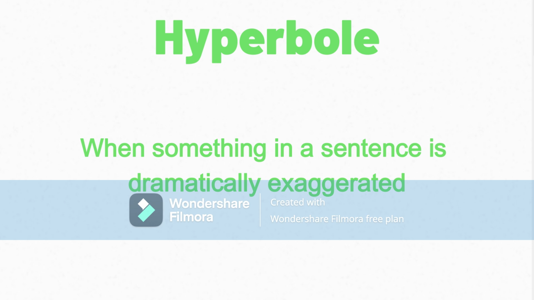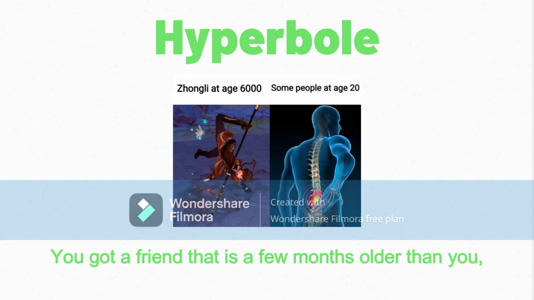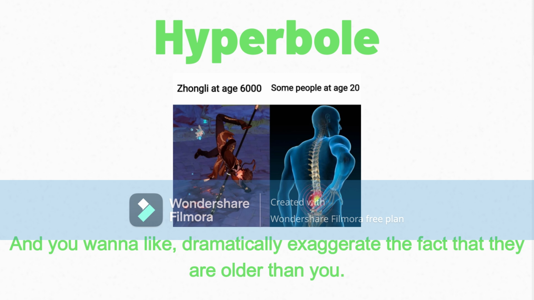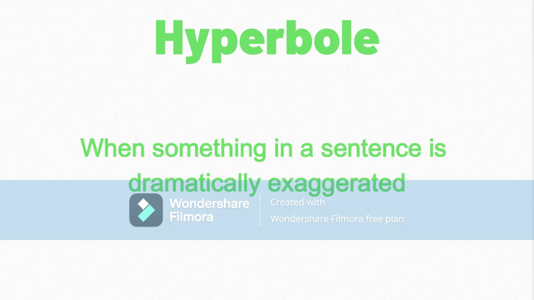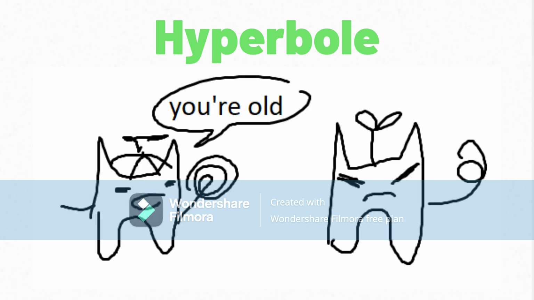Like maybe for example you have a friend that is a few months older than you and you wanna dramatically exaggerate the fact that they're older than you. So since you are dramatically exaggerating something, that's basically called using a hyperbole. Because again, hyperbole is when you exaggerate something really terribly or just really dramatically. Like again, for example, you call your friend really old all because they're a few months older than you.